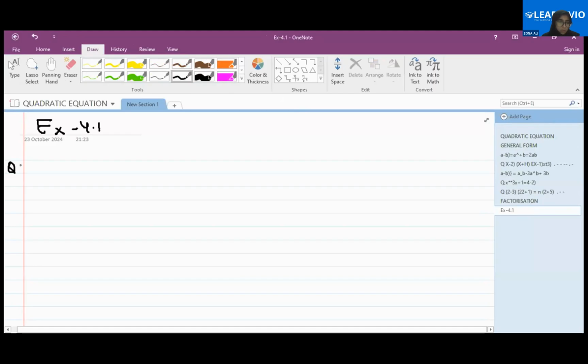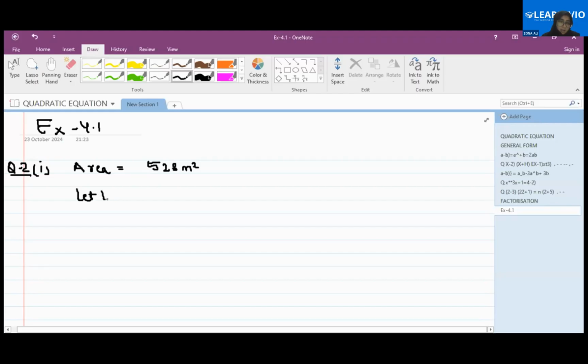Question number 2. We have tried a few examples of question number 1, and now for question number 2, first part. First part says the area of a rectangular plot. I'm just writing the key points of the question, that the area of a rectangular plot is 528 meter squares, and the length of the plot in meters is one more than twice its breadth.